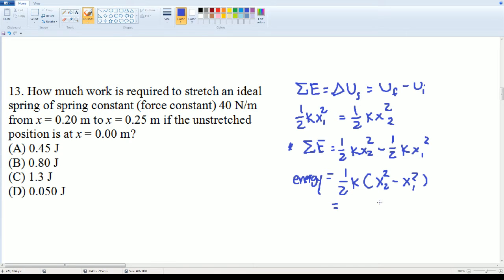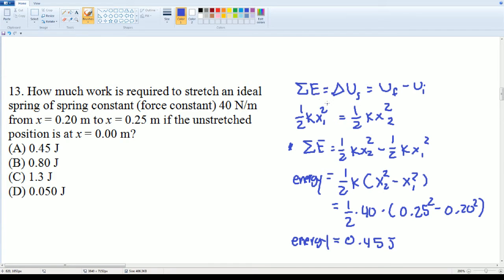Okay, so it's 1/2 k times 0.25 squared minus 0.2 squared. All right, let's see. 1/2 times 40 times 0.25 squared minus 0.2 squared. Yeah, that gets me 0.45 joules. That is my energy. Again, that is what energy is, the delta of the U's. So that is A.